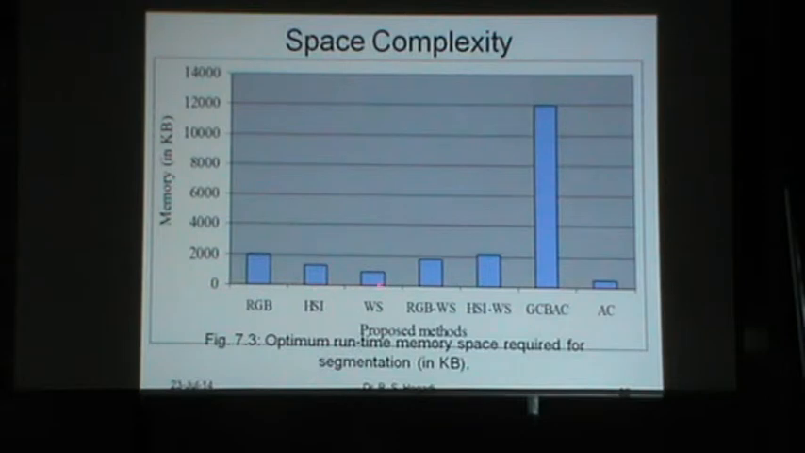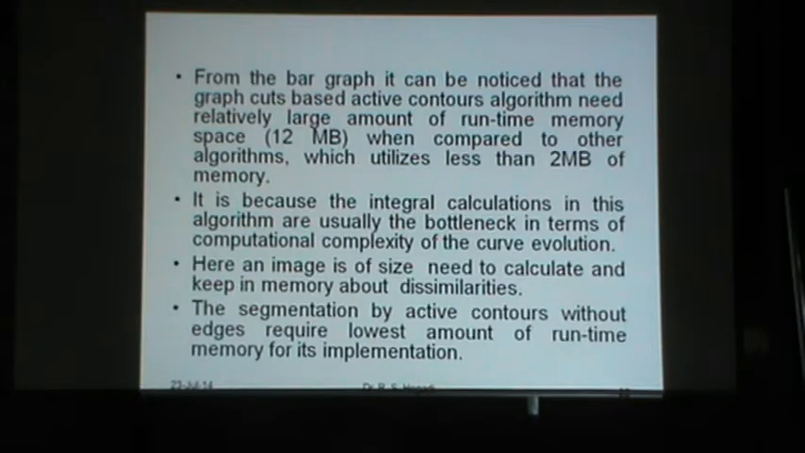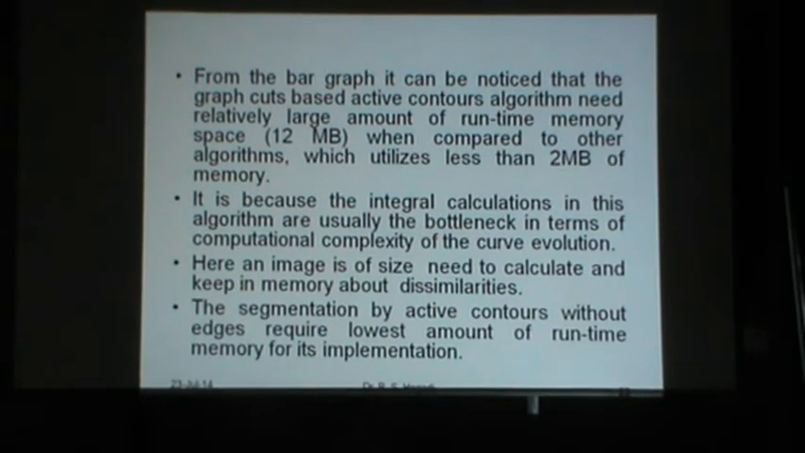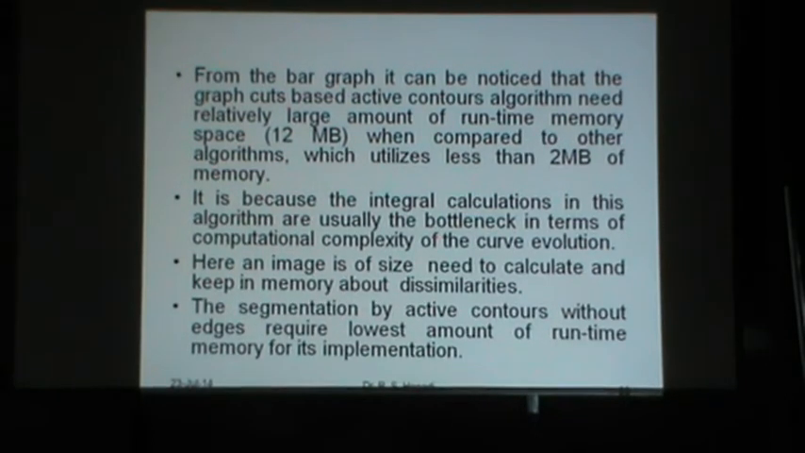Almost all techniques require less than 2 MB, but only one technique requires very high memory, that is graph cut based active contours. It is because the whole image is treated as a graph and we are establishing the pixel to pixel relation, measuring the weights of the graph, that is the nodes. So for that reason the memory required is really very high. From the bar graph it can be noticed that the graph cut based active contour algorithm needs a relatively large amount of runtime memory space, compared to other techniques which require 2 MB.